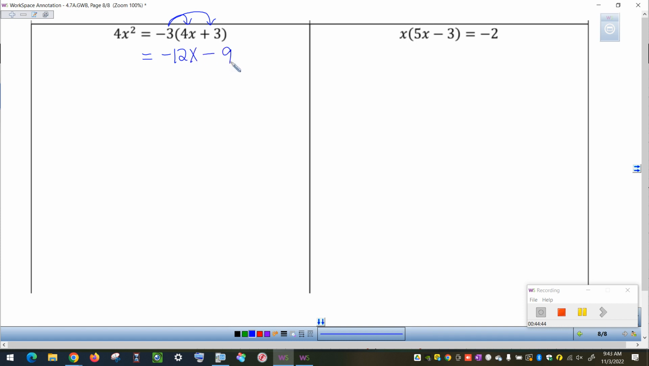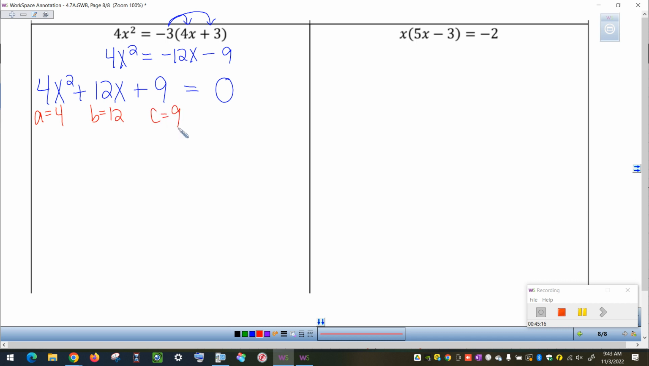So we could distribute the negative 3. And then we just need to get everything together on one side. It's up to you what side. I'm going to put everything on the left side. So I'm going to add 12x to both sides, and I'm going to add 9 to both sides. Also, when I do that, I get a b value that's positive, and I just think it's easier when b is positive and not negative. Okay, so just a quick first step to get everything to equal 0.